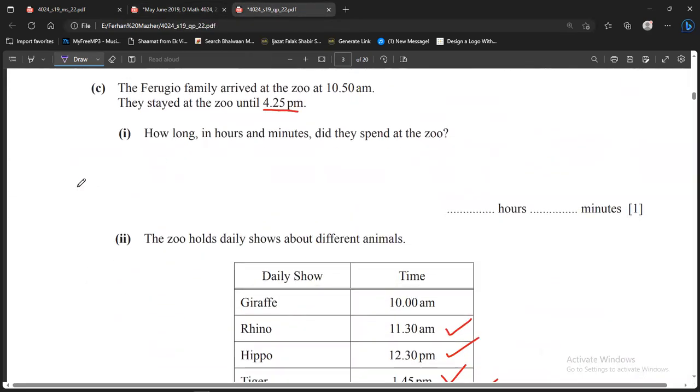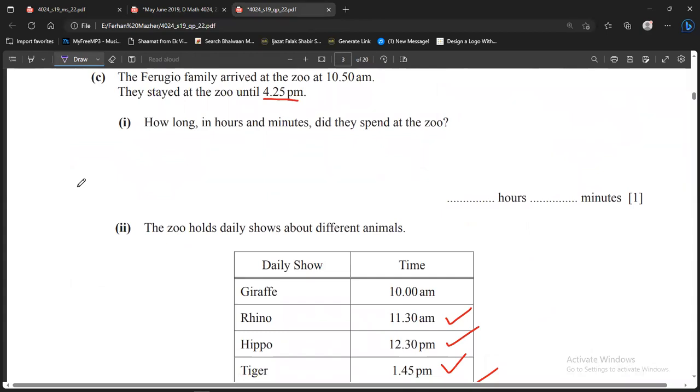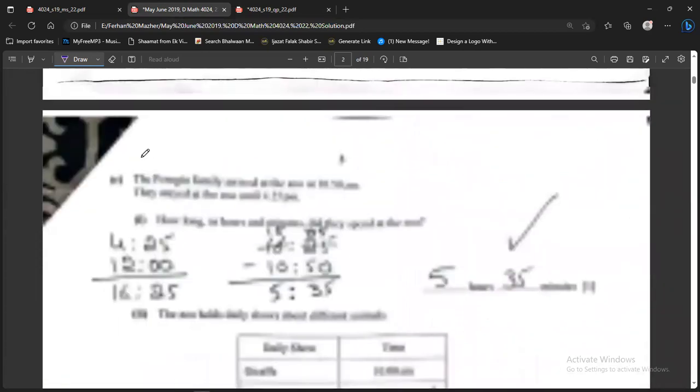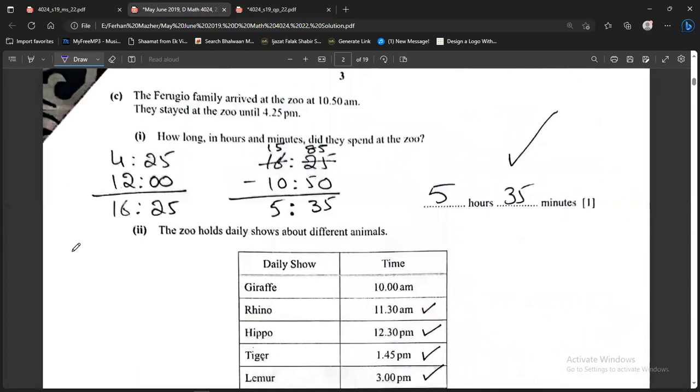Okay. So question number 1, C part. The Ferrigo family arrived at the zoo at 10:50 a.m. They stayed at the zoo until 4:25 p.m. How long in hours and minutes did they spend at the zoo? You see, this time of their departure is in p.m. So first of all, I will convert it into 24-hour format. For that purpose, I will add 12 hours to it, and then I will subtract from that the arrival time. And I will get how much time they have spent there. So 4:25, add 12 hours to it, you will get 1625.